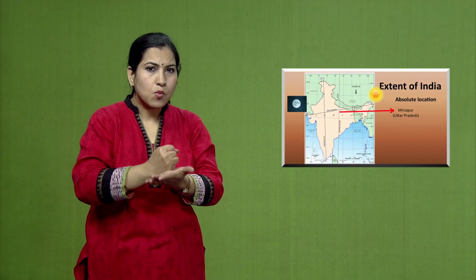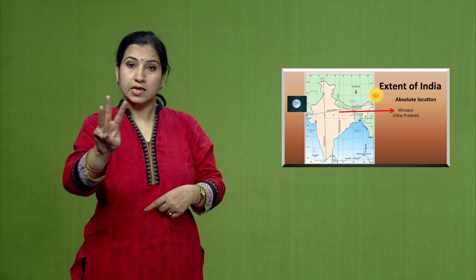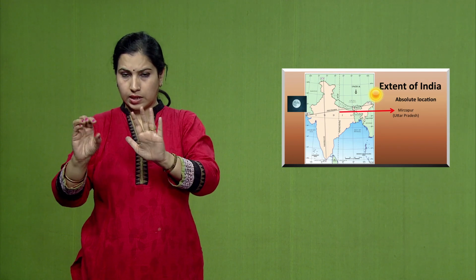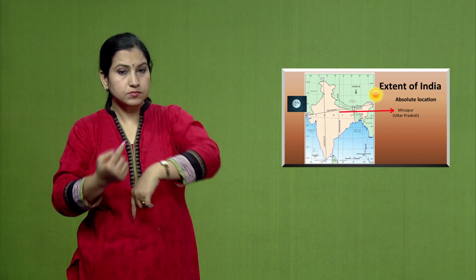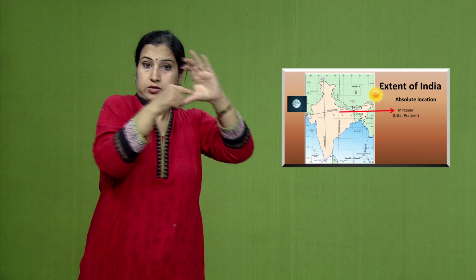Now let us understand the extent of India. As you can see in the map, the Indian mainland extends between 8 degrees 4 minutes north to 37 degrees 6 minutes north latitudes, occupying 3214 kilometers. Its longitudinal or east-west spread is from 68 degrees 7 minutes east to 97 degrees 25 minutes east longitudes, which is 2933 kilometers. India lies entirely in the northern hemisphere and eastern hemisphere. This is the absolute location of India.